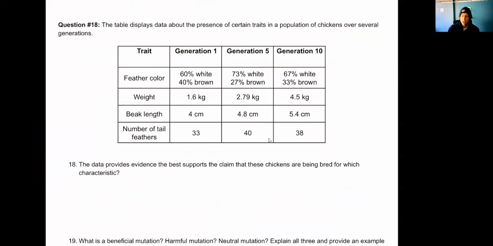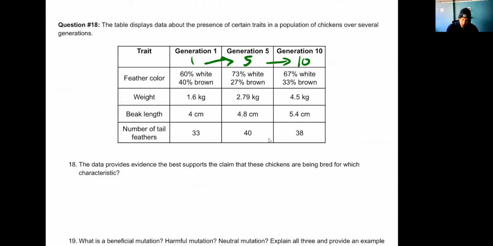Question 18. The table displays data about the presence of certain traits in a population of chickens. I want you to look at this chart here. There are 3 generations of chickens that we're looking at. There's generation 1, 5, 10. So it's going 1 to 5 to 10. What does that mean, generation 5 and 10? That means it is generation 1's babies, babies, babies, babies, babies. It is their great, great, great, great, great grandchildren is what that is when I say generation 5.